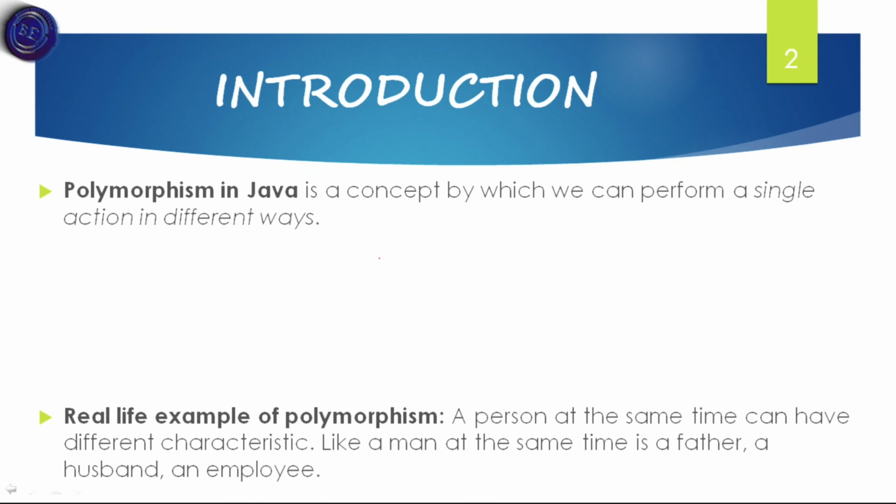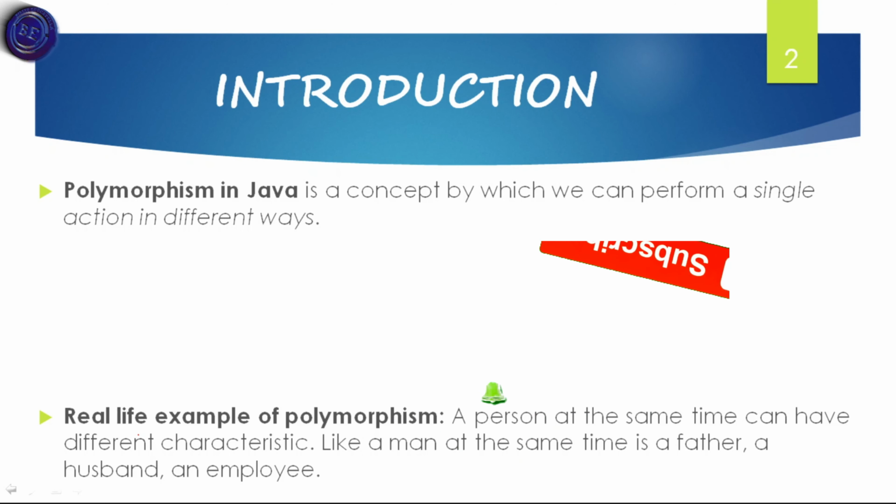Now let us discuss the topic of polymorphism. What is polymorphism? Polymorphism in Java is a concept by which we can perform a single action in different ways. That means if we have one action, that action can be performed in different ways.